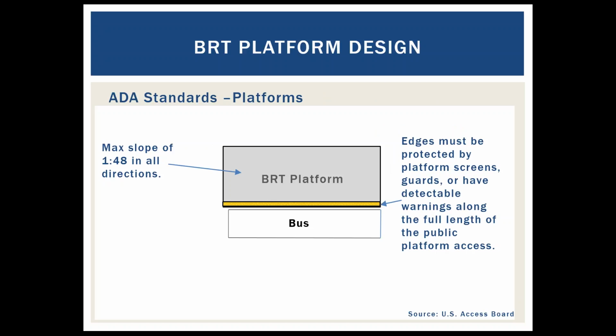So in terms of ADA, for the platform, here's your basic requirements. Of course, it's a flat platform, basically no slope greater than 1 to 48 in all directions. The edges must be protected by either a screen or guards or have detectable warnings. So you can see that yellow strip at the end of that platform, that's your detectable warning. If it is raised in the back too with regard to the sidewalk, then you need to have a platform screen as shown. And then you can also have a screen on the boarding side as well to protect that higher platform height than you have from a traditional curb, where buses have to pull up to the precise location on the platform.